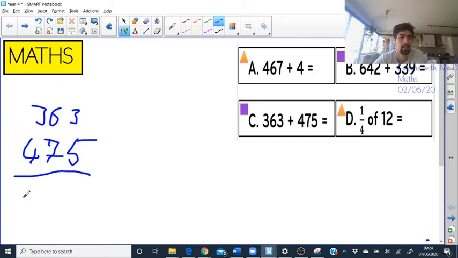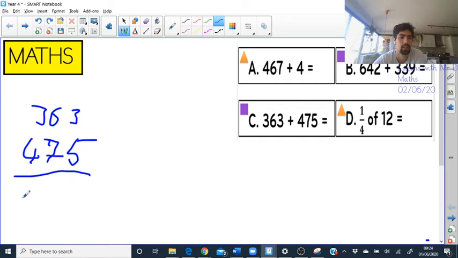3 add 5, easy peasy, that's 8. No regrouping there. 8 ones is perfectly okay to go in the ones. 6 tens add 7 tens. Now that's probably looking like it's going to need some regrouping. Well, 6 is made up of 3 and 3, and I could do 7 add 3 is 10, and then 3 more. 13 tens. 13 tens is 130, so I've regrouped 100, and I've got 30. Not 30 tens, I've got 30 or 3 tens.